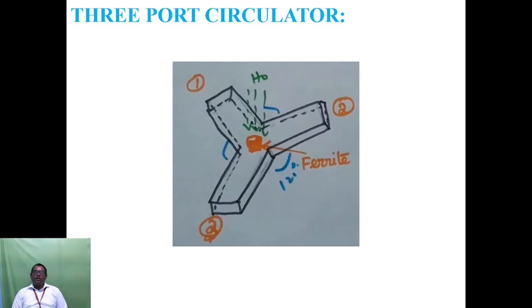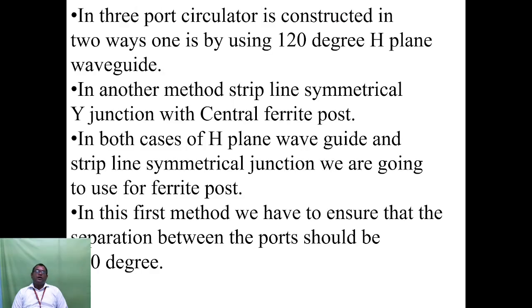In the middle part of the 3-port circulator, a ferrite device is connected. The ferrite device is used to control the input to the output. If I give input at port 1, I will get the output at port 2 by using this ferrite device. I will not get the output at port 3, because when the input is at port 1, the next immediate port is port 2. Similarly, if I give the input at port 2, the next immediate port is port 3, and I will get the output there.